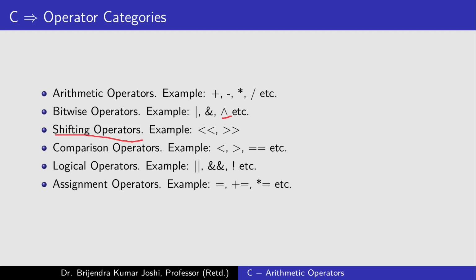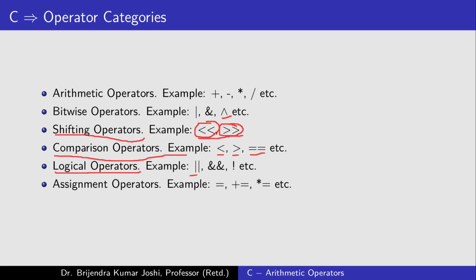Next are shifting operators. They are also bitwise, you can say, but I have categorized them separately. This is the double less than symbol. We call it the shift left operator, and this is the double greater than symbol. We call it the right shift operator. Then come comparison operators. There are many. Less than, greater than, then this is the equality testing operator, or more commonly we call it equal to. It is not an assignment operator, it is two equals symbols. It tests whether the quantities written on the left hand side and right hand side are equal in value or not. Next come logical operators.